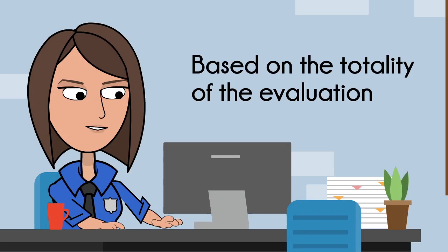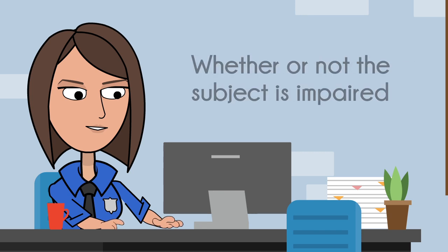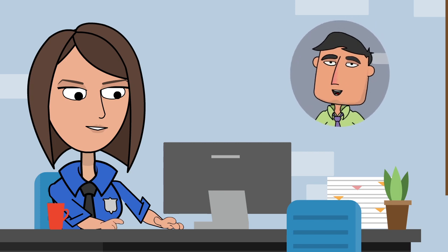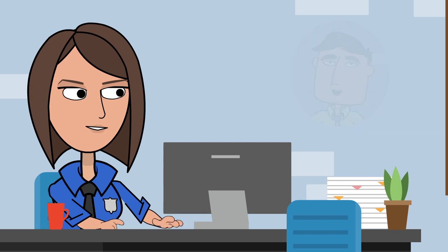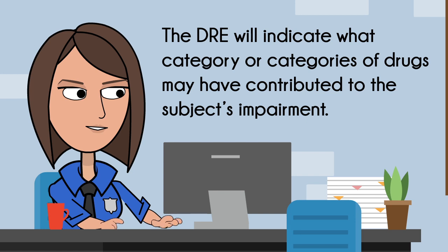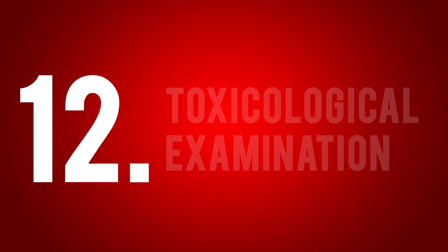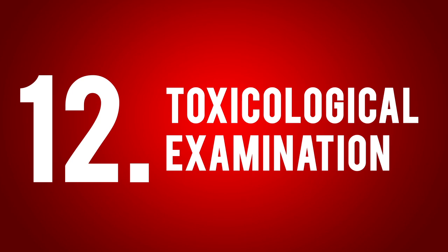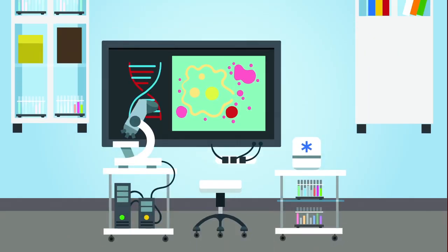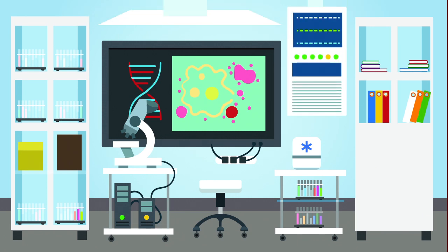Number 11, analysis and opinions of the evaluator. Based on the totality of the evaluation, the DRE forms an opinion as to whether or not the subject is impaired. If the DRE determines that the subject is impaired, the DRE will indicate what category or categories of drugs may have contributed to the subject's impairment. Number 12, toxicological examination. After the evaluation, the toxicological sample is sent to a forensic laboratory for analyses to confirm or refute the findings of the evaluator.